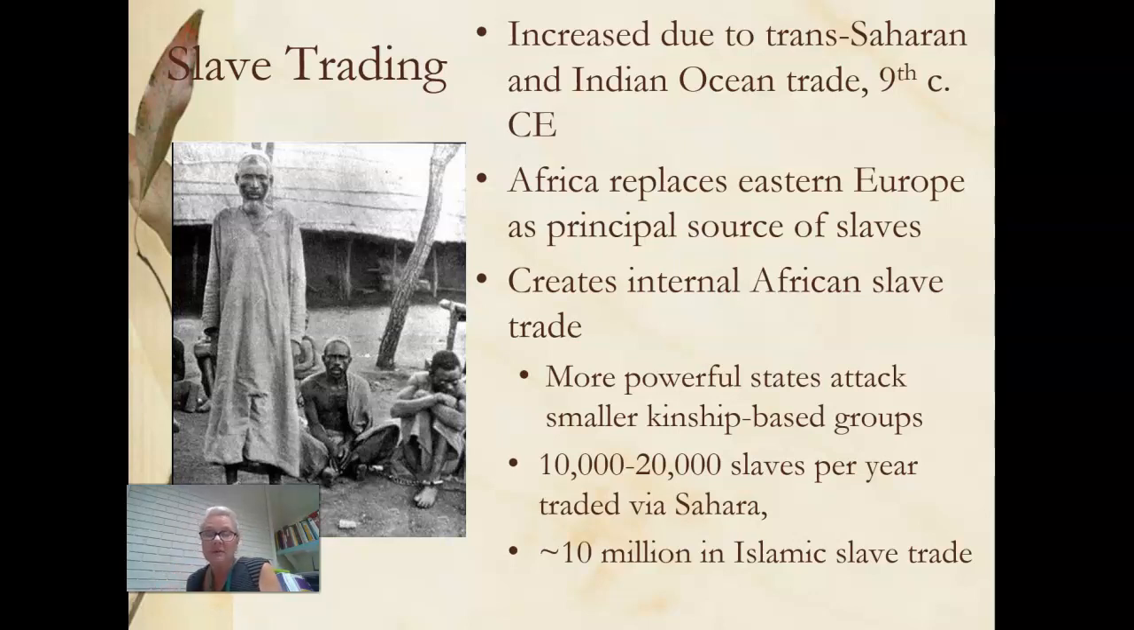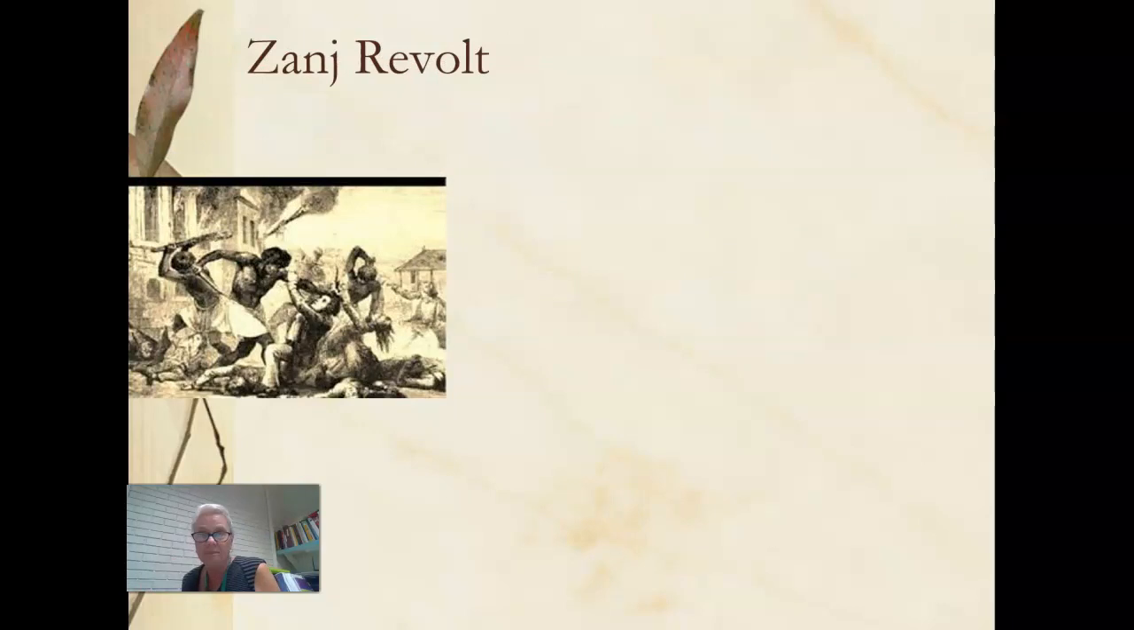Overall, the Islamic slave trade will last into the 20th century, and about 10 million slaves will be traded in the Islamic slave trade. So there are still people of African descent that live in the Arabian Peninsula because of the Islamic slave trade. Now, there was a notable revolt.